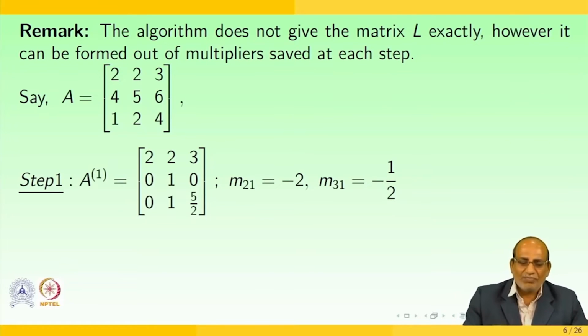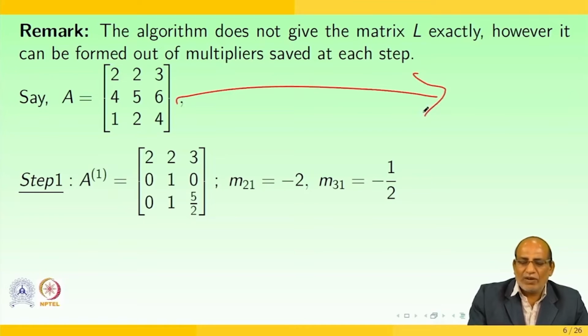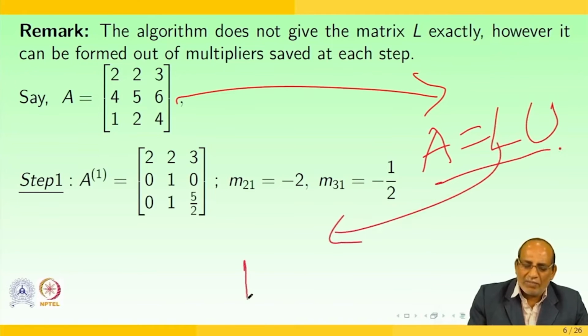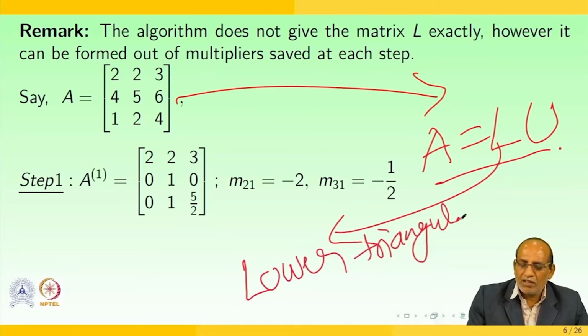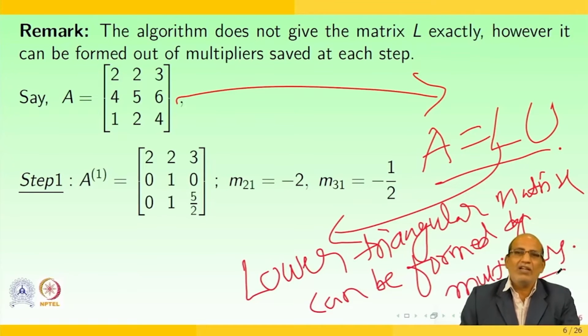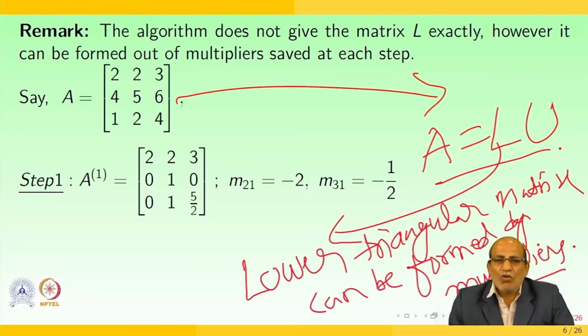You see here, when you write the matrix A as a lower triangular matrix times an upper triangular matrix, obviously the lower triangular matrix can be formed by the multipliers. So by using the multipliers, we are able to form the lower triangular matrix.